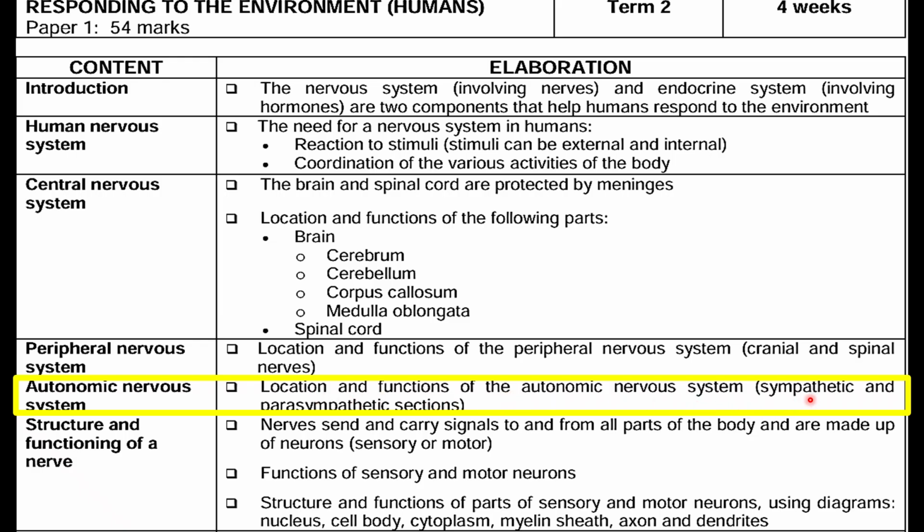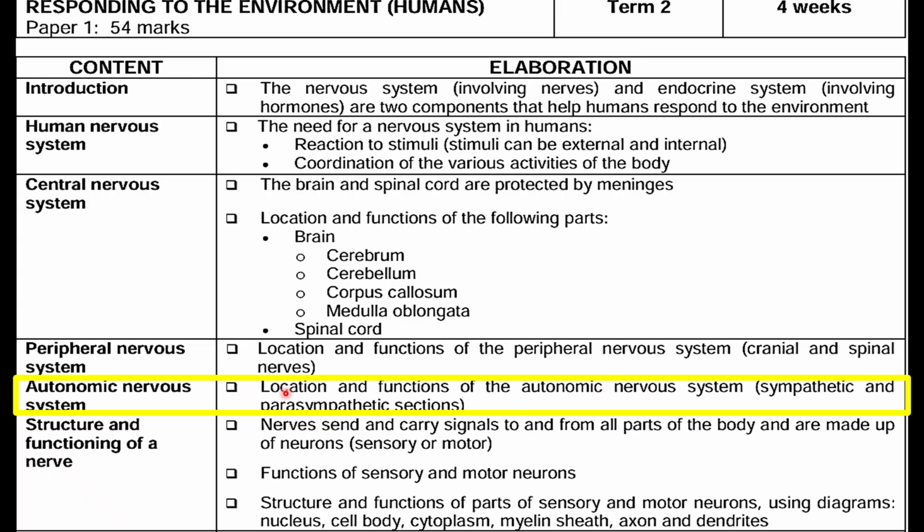And then here we have sympathetic and parasympathetic sections. That is the branch or the component. In other words, the autonomic nervous system is subdivided into two sections. We have the sympathetic section, and then we have the parasympathetic section. Take note, it is sympathetic and parasympathetic sections. And then the peripheral nervous system is subdivided into the cranial nerves and spinal nerves.